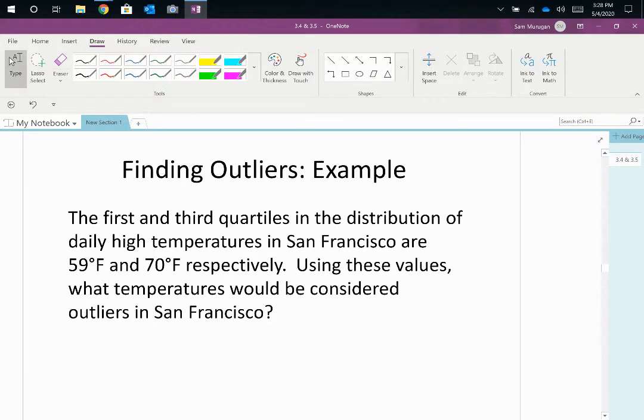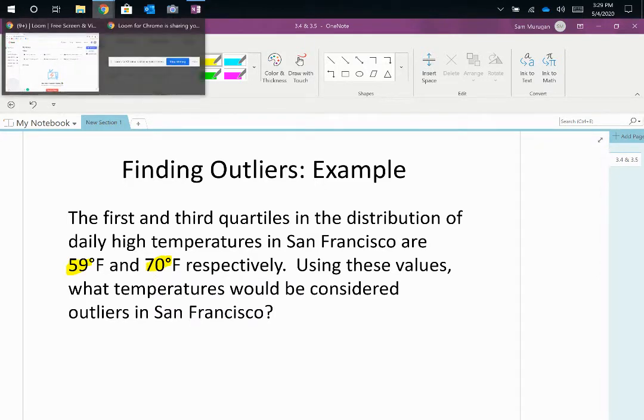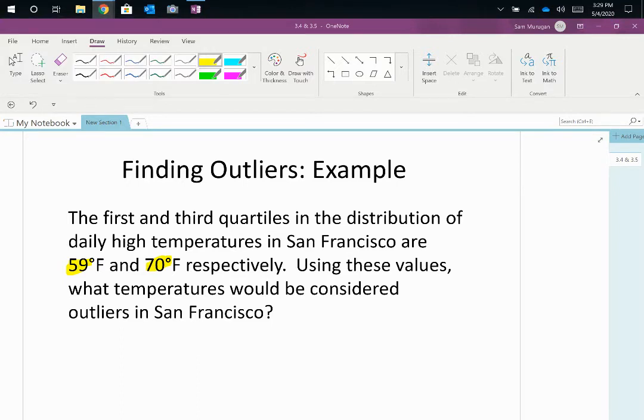Finding examples. The first and third quartiles in the distribution of daily temperatures in San Francisco are 59 degrees and 70 degrees respectively. Using these values, what temperatures would be considered outliers in San Francisco?